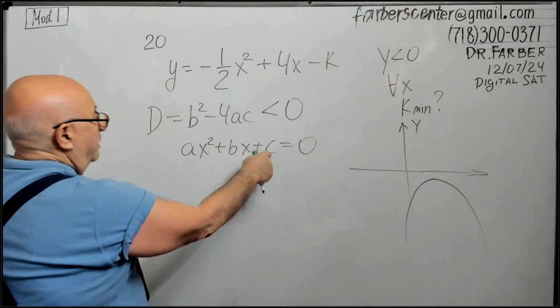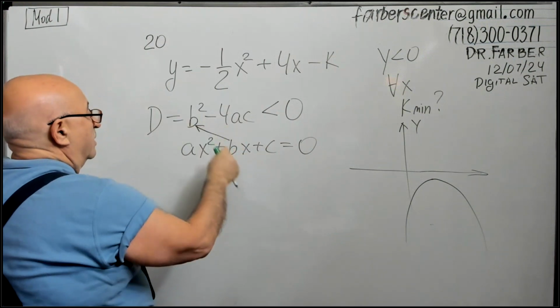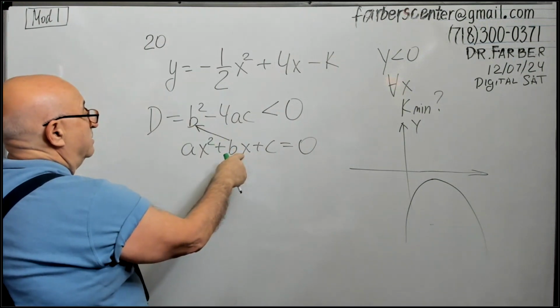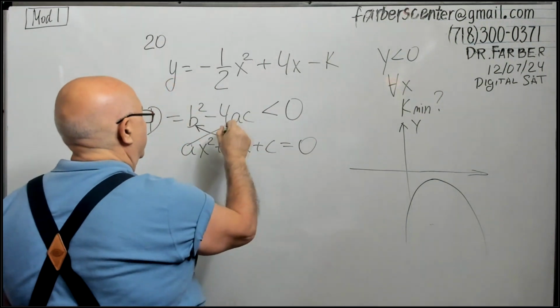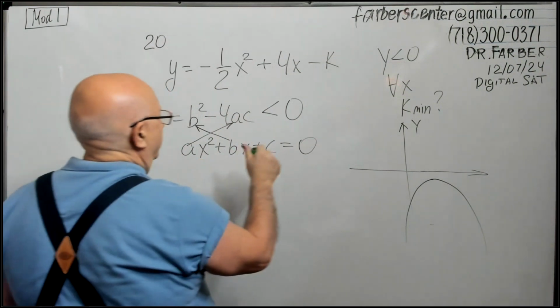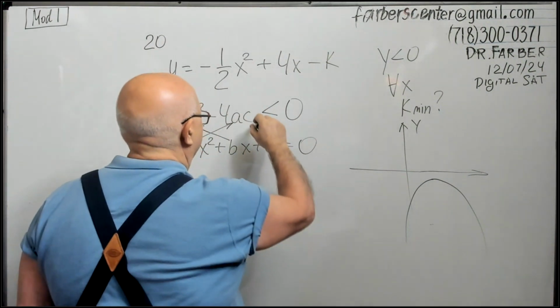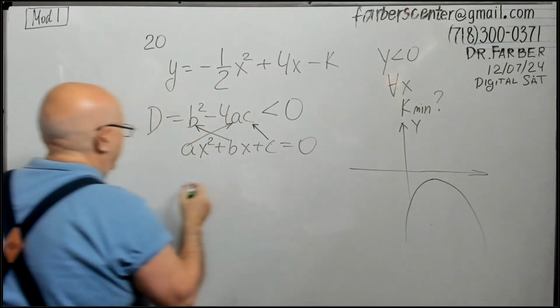A, b, and c coefficients. This is b, the coefficient in front of x. This is a, the coefficient in front of x squared. And c is this guy.